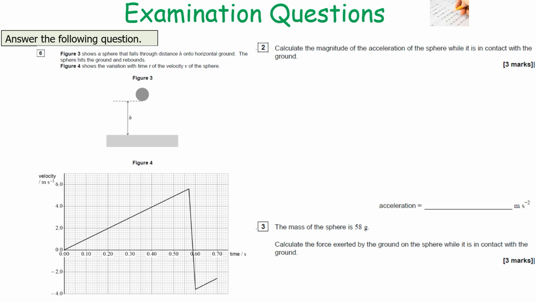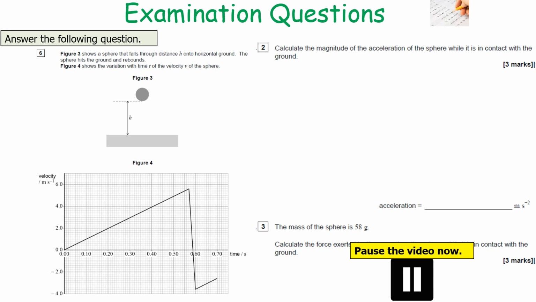Right, our next question says, calculate the magnitude of the acceleration of the sphere whilst it is in contact with the ground. Then, the mass of the sphere is 58 grams. Calculate the force exerted by the ground on the sphere while it is in contact with the ground. Pause the video now, then unpause the video when you want to go through your answer.